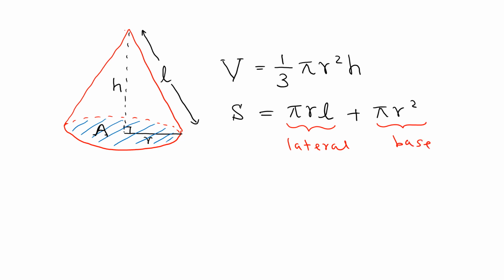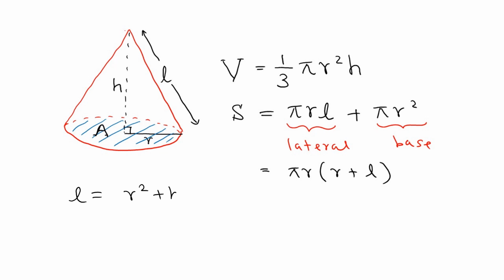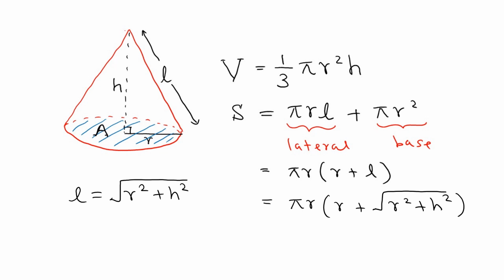If you want, you can simplify this one. You can pull pi r out, so then you get r plus L. So that's the formula for the surface area of a cone. Now using the Pythagorean identity, you can write L equal to the square root of r squared plus h squared. If you plug that in, you can write this as pi r times r plus the square root of r squared plus h squared. So that is the surface area formula for the cone.